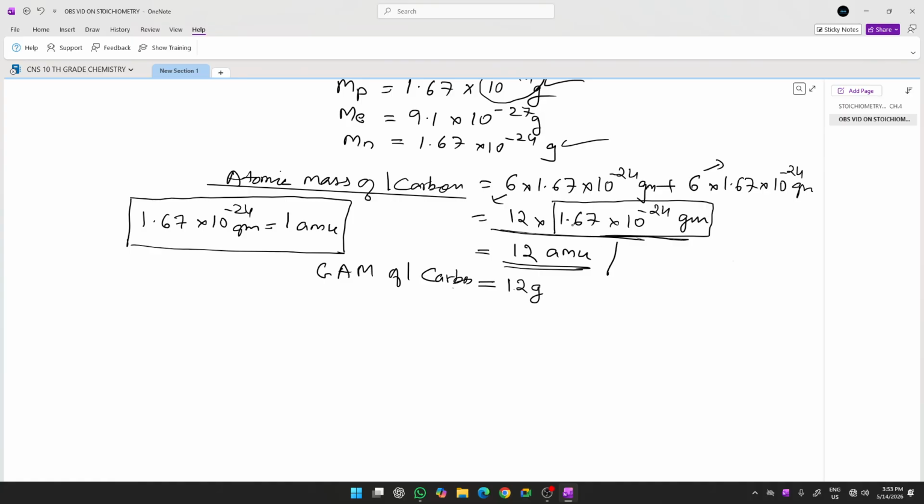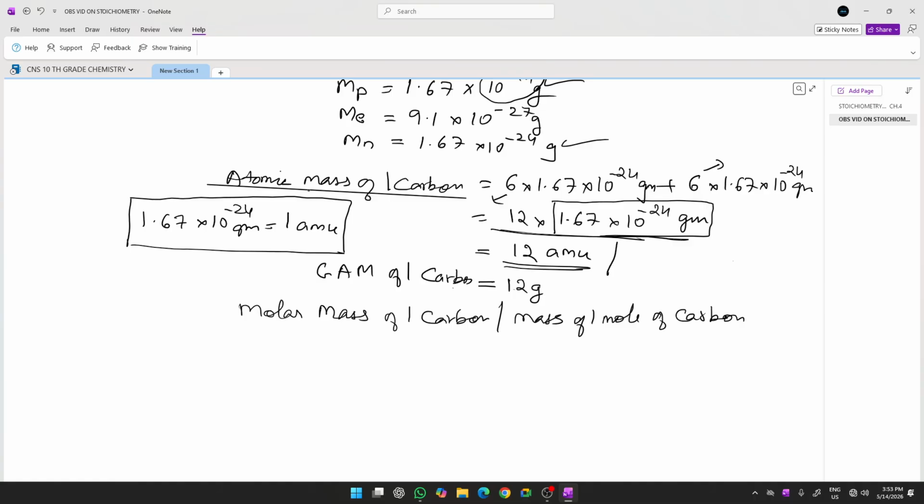So it is actually 12 into 1.67 into 10 raised to minus 24 grams. Now this, when you express in grams, it will come to 12 grams. The third one is something called molar mass. And I told you molar mass of carbon. And I told you molar mass is nothing but mass of 1 mole of carbon, right?